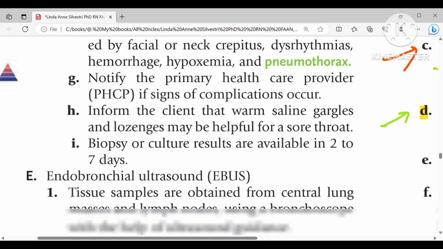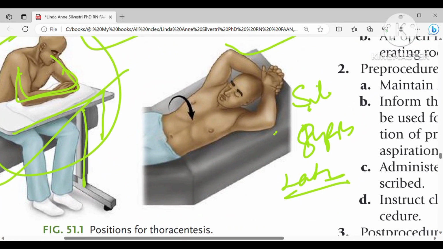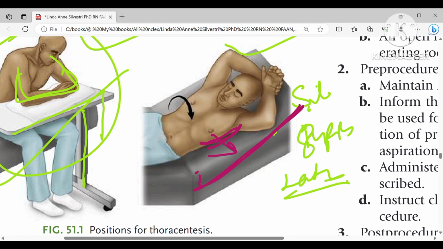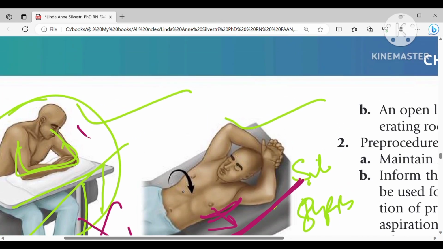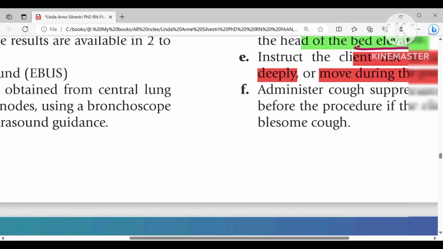Like I have shown you, this is the unaffected side, he will lie down on this side, and this is the propped up position. This is the semi-Fowler's position of the bed. So we need to put the patient in this position if the patient is not able to sit upright. Okay, but this is the most favorable position for thoracentesis.